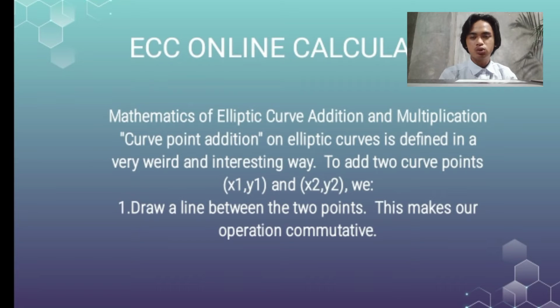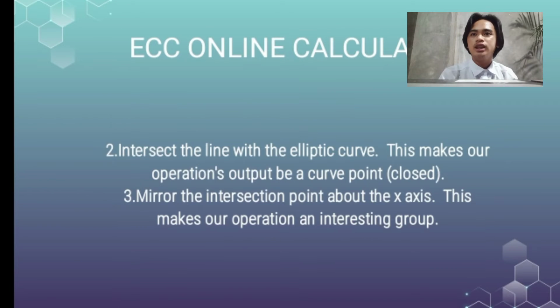To add two curve points, (x1, y1) and (x2, y2), we: 1. Draw a line between the two points. This makes our operation commutative. 2. Intersect the line with the elliptic curve. This makes our operation's outputs be a curve point. 3. Mirror the intersection point about the x-axis. This makes our operation an interesting group.